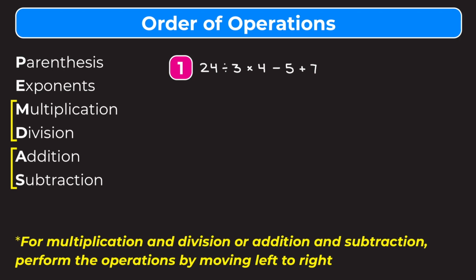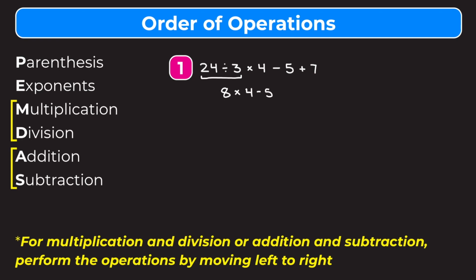So let's jump into example 1, which is 24 divided by 3 times 4 minus 5 plus 7. So we need to use PEMDAS in order to evaluate this expression. So we know from PEMDAS that multiplication and division come before addition and subtraction. And because we have a division and a multiplication, we want to work from left to right. So what that means is we're going to complete the division first. So even though M comes before D in PEMDAS, when we get down to multiplication and division, we want to move from left to right. So 24 divided by 3 is going to give us 8. And we are just going to carry everything else down with us.